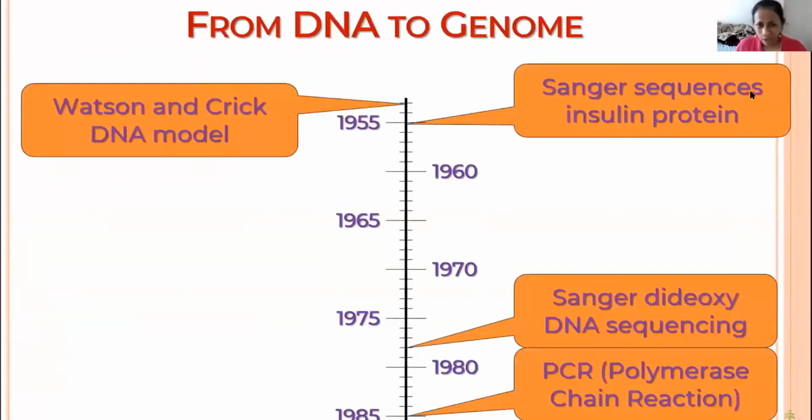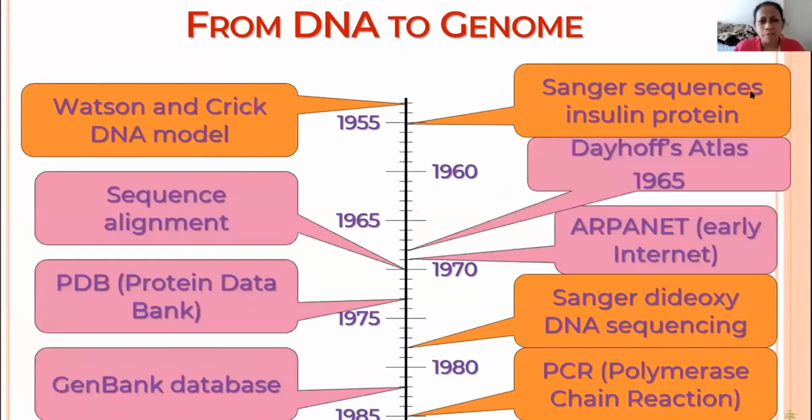So from that, where did we head? The 1950s. Of course, you all know about Watson and Crick. Without Watson and Crick, we wouldn't be here today. And then we have Sanger sequencing. Without sequencing, we could not have sequenced anything. Insulin was the first protein. And then, of course, things started evolving. We started seeing more and more.